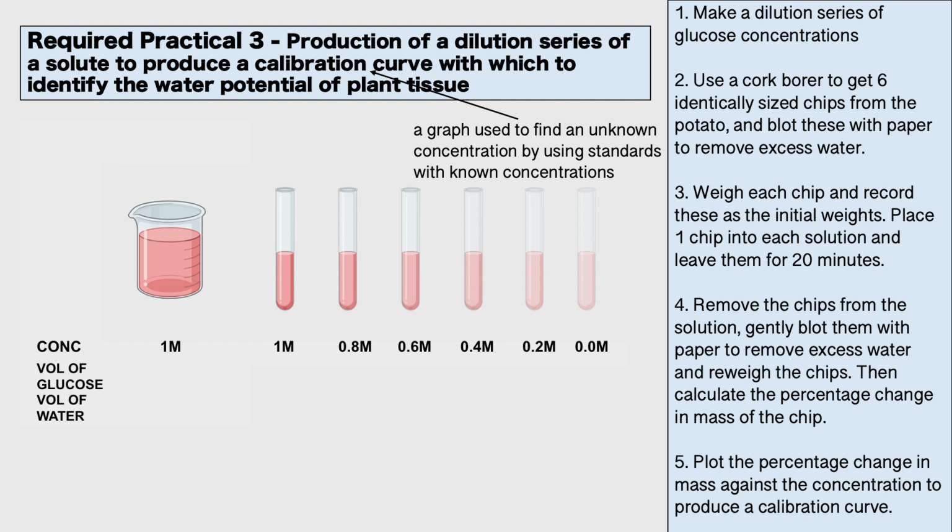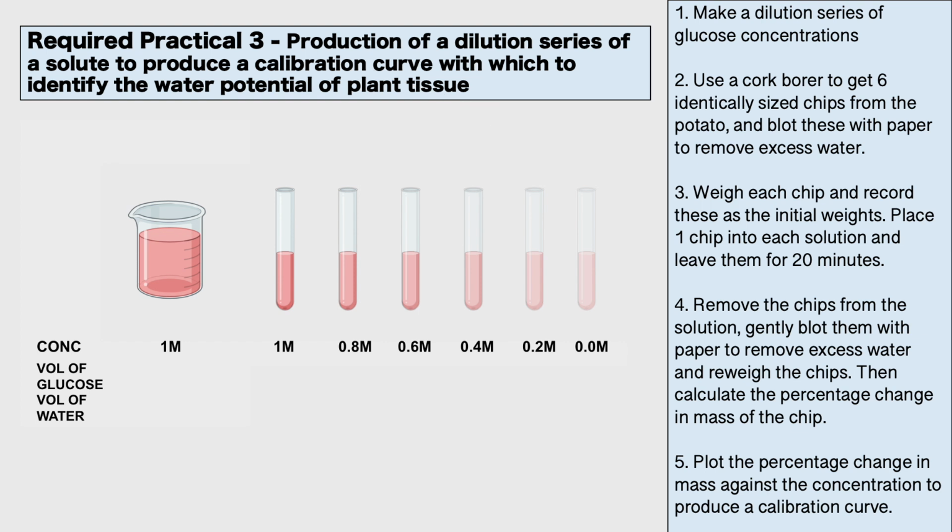The first step of this practical is making a dilution series of glucose concentrations. We're starting with a 1 molar solution of glucose, and we want to create a 0.8 molar solution, a 0.6 molar solution, a 0.4, a 0.2 and a 0 molar solution. We want the total volume of all of these to be 20 centimeters cubed. So given this information, feel free to pause the video and calculate on your own the volume of glucose and water needed in each tube.